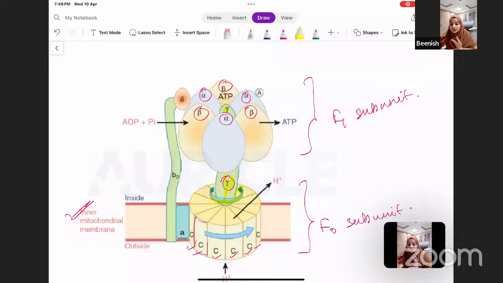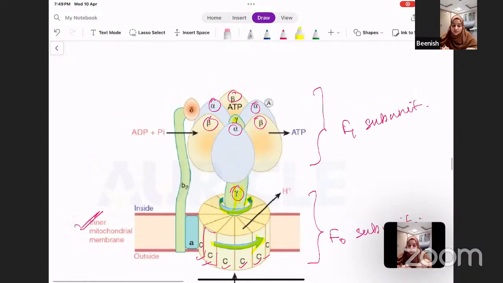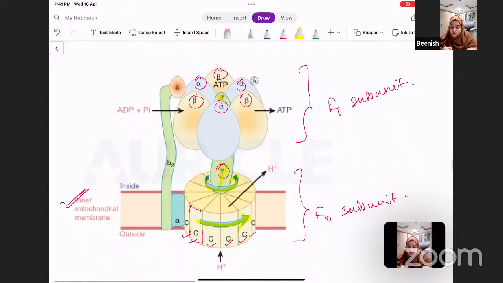Okay, not the entire. Now this is what I was saying, not the entire complex 5, that is this entire structure, will not move. Only the bent axle gamma will move. And you'll also see that these C proteins also move. So not the entire ATP synthase moves. When phosphorylation takes place, only gamma will be moving. So that is why we say that gamma is the rotatory subunit.